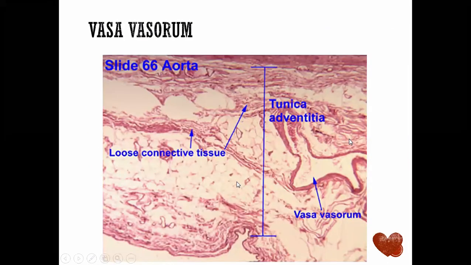Okay, another. You have here the tunica adventitia, which we say is thicker in the vein. So you will have here vasa vasorum, blood vessel of the blood vessel. Okay, so you have your loose connective tissue here. Here you are. These are parts.